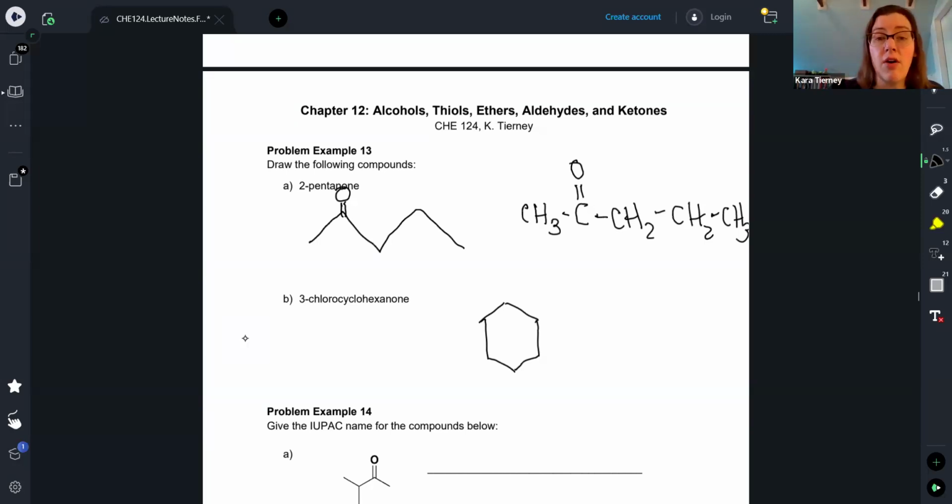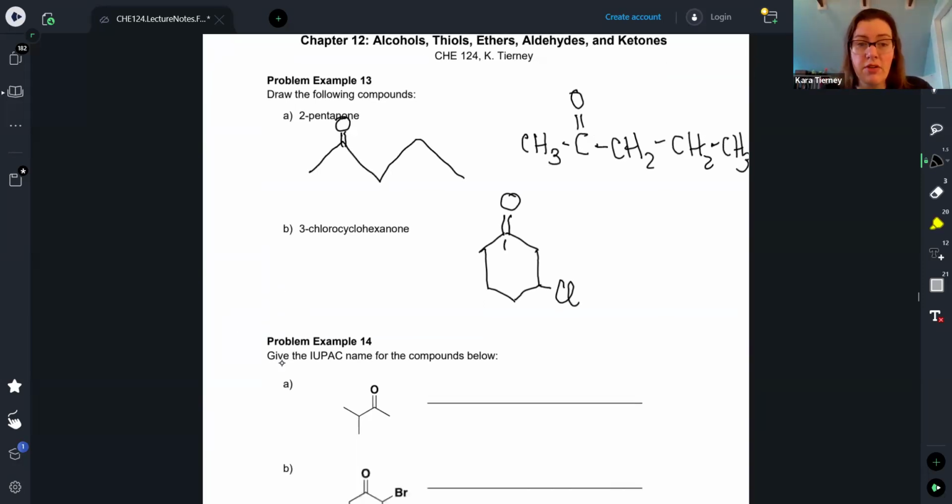You can put that carbonyl oxygen onto any carbon, and that automatically becomes carbon number 1. And then we're going to put a chlorine on the third carbon over. You can go in either direction, clockwise or counterclockwise. So I'm going to add it right here. So that is our 3-chlorocyclohexanone.